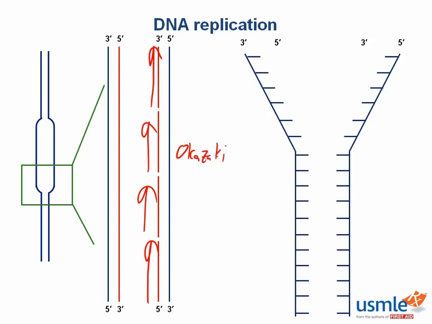Okay, let's look at some of the enzymes involved. I'll mostly go in chronological order. The first is helicase. So what does helicase do? It unzips the DNA and allows the bubble to expand.